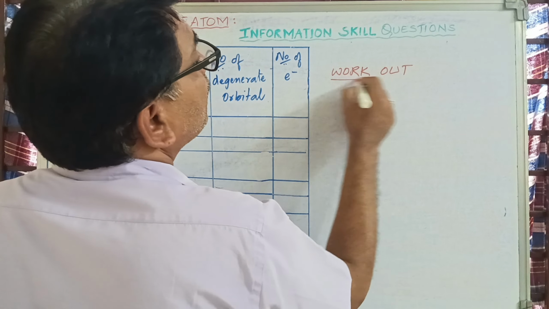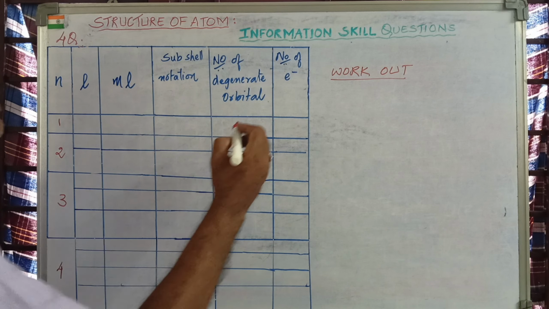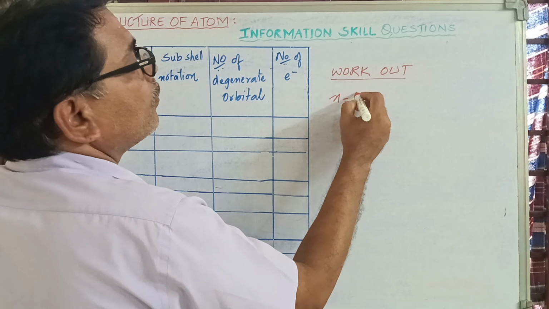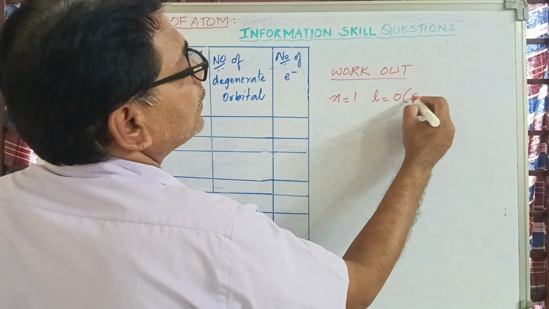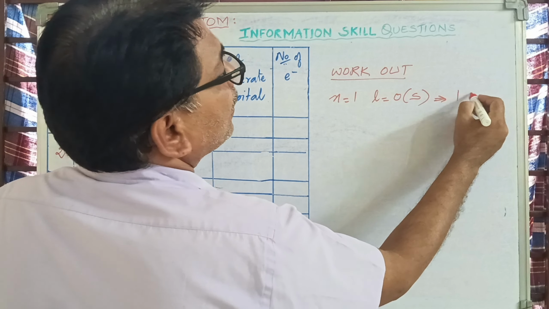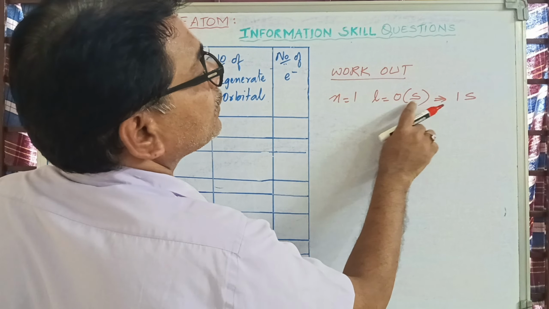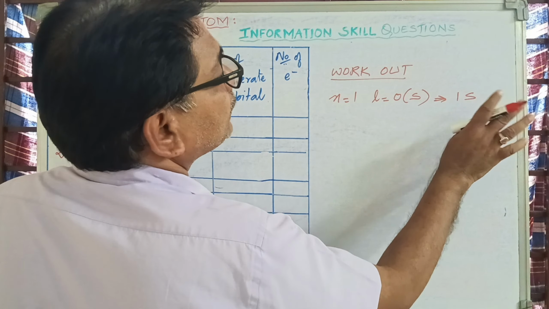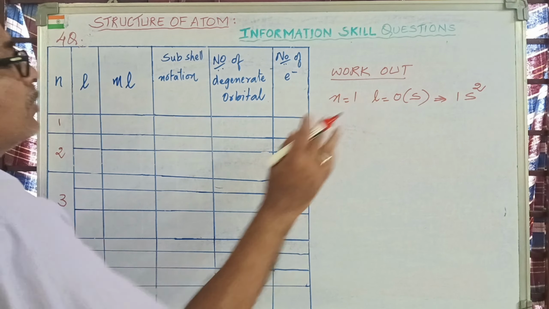You have to do a little bit of workout and fill the same thing here. What is given is the n value. If n is equal to 1, then l will be 0. 0 we represent as s. Therefore, the notation becomes 1s. This is 1 and this is s. That's one thing. 1s means how many electrons does it hold? 2. First one is over.